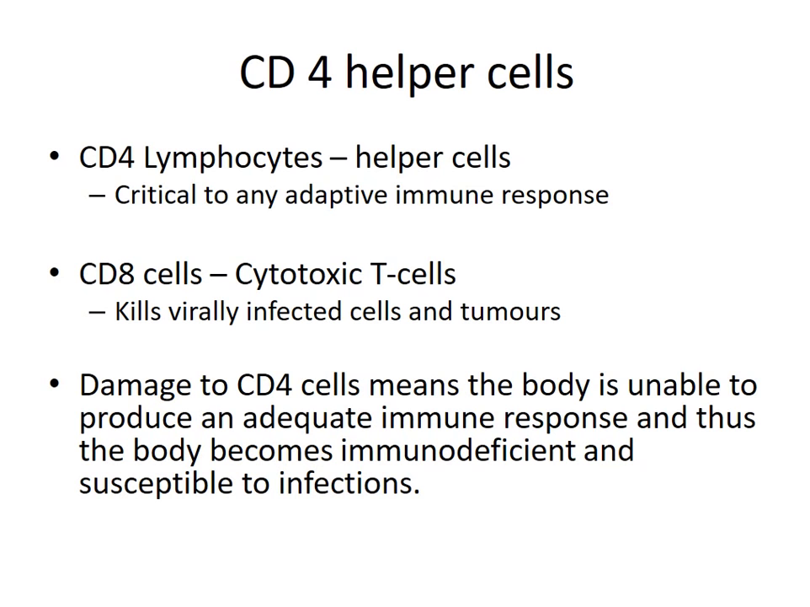So if you want an immune response against a virus, you need CD4 helper T cells to provide help to CD8 cells. If you want an immune response against a bacteria or a parasite, you need CD4 helper T cells to provide help to B cells. So CD4 T lymphocytes are critical to any immune response. And damage to CD4 cells or to CD4 T cell populations means the body's unable to produce an adequate immune response, and as a result the body will become immunodeficient and susceptible to infections.